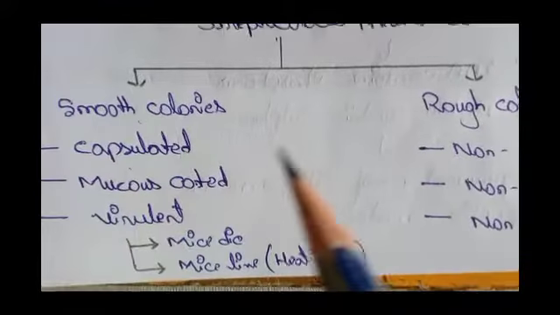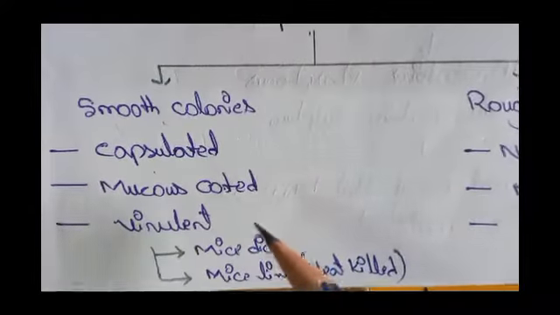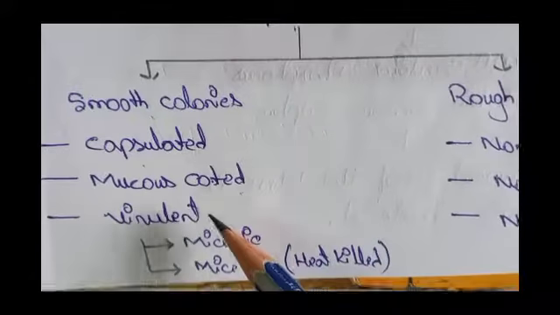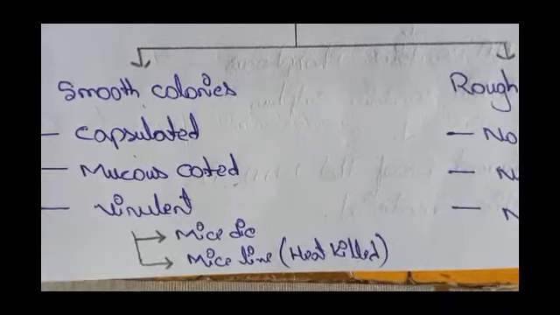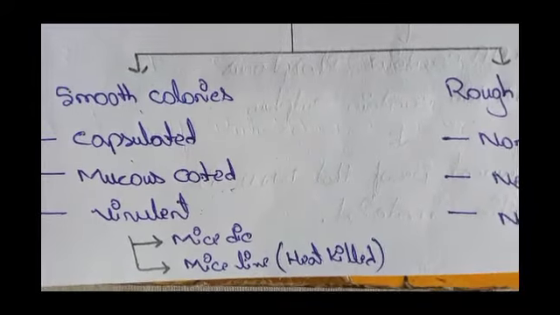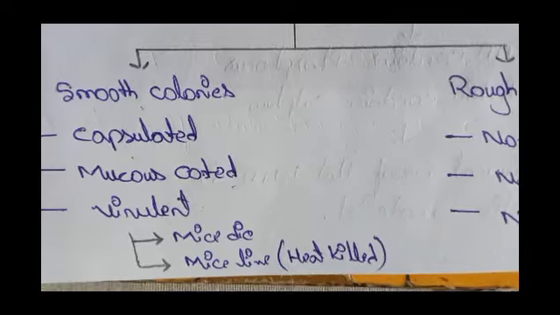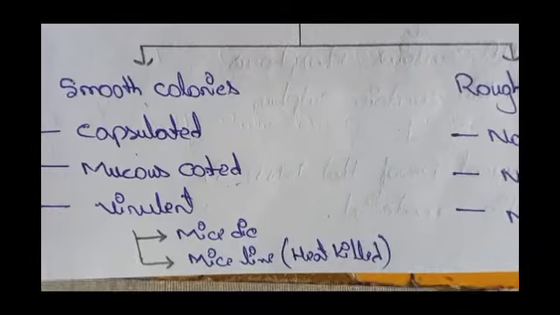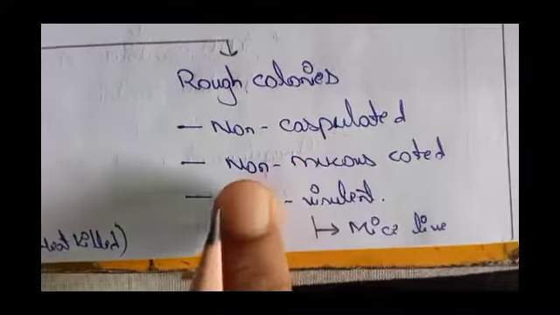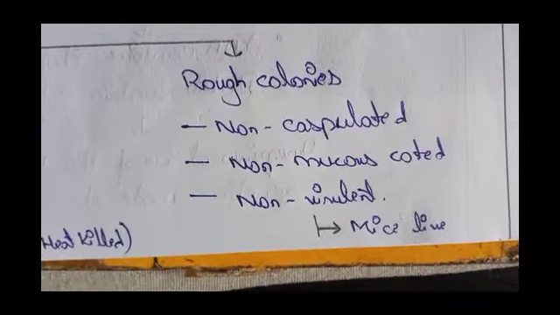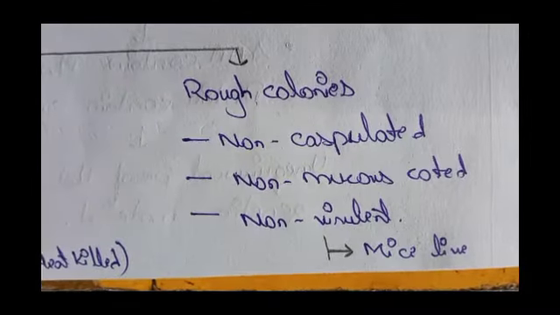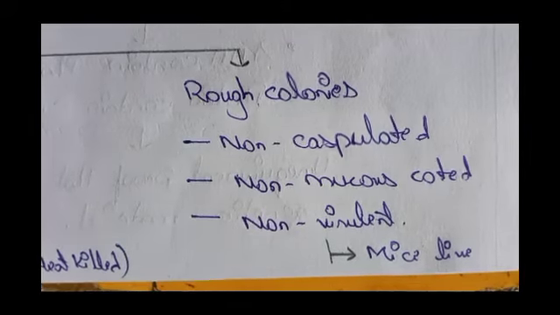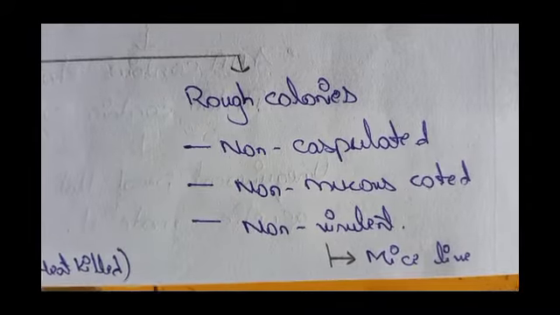The smooth colony is capsulated, mucus coated, and virulent. Virulent means it easily infects the mice. He studied this on mice. But the rough colony is non-capsulated, has no mucus coat, and is non-virulent. It can't easily attack the mice.